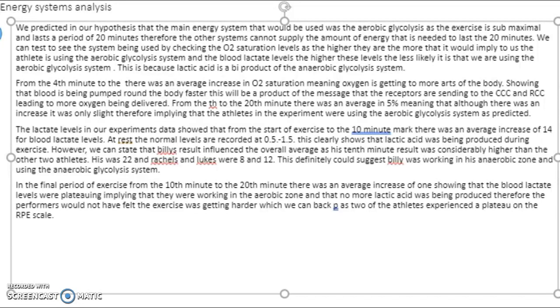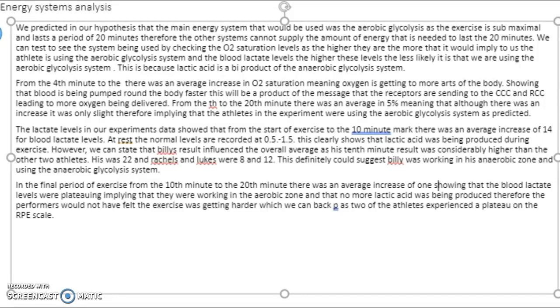However, we can state that Billy's result influenced the overall average, as his 10th minute result was considerably higher than the other two athletes. His was 22, Rachel's and Luke's were 8 and 12. This definitely could suggest that Billy was working in his anaerobic zone and using the anaerobic glycolysis system.